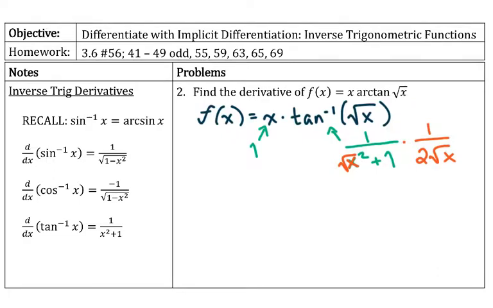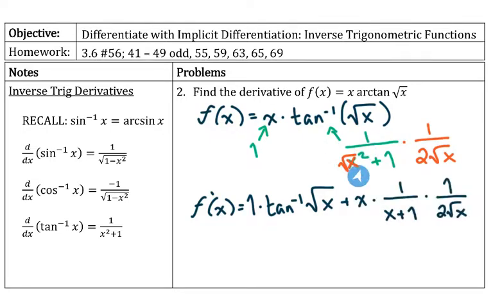If you want to pause this and check that work, I strongly encourage you to do just that. Take your time. So using these rules, we know that using the product rule, that would be 1 times tangent inverse of root x plus x times this larger derivative here. And I just did a little quick simplification here of the root x squared, so to x plus 1.